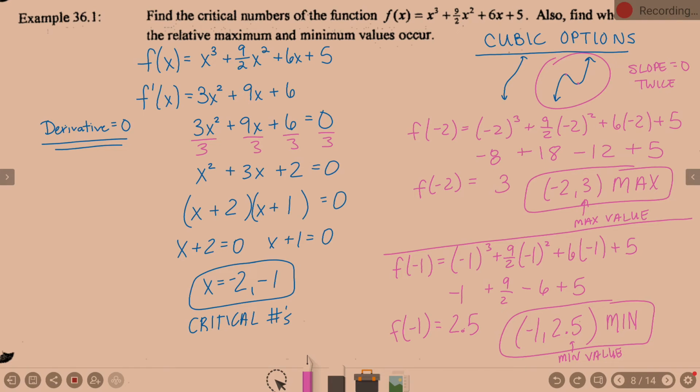Okay? That is based on the fact we knew that there was a max and a min. Okay. Questions there? It's a lot of work by hand, but I don't think of it as exceptionally hard work here.